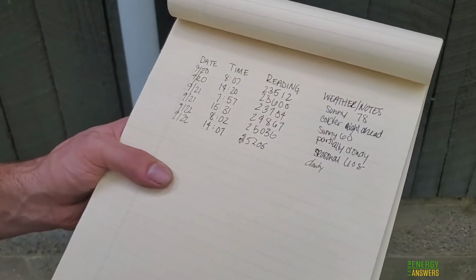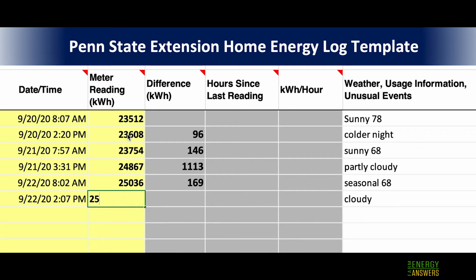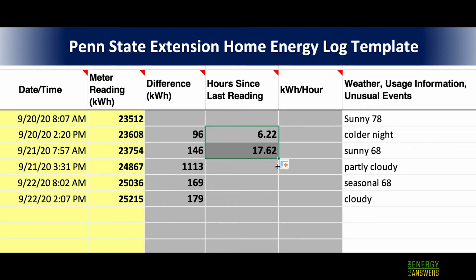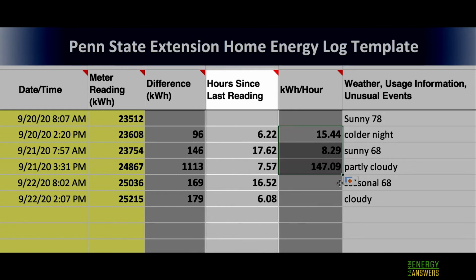You can now calculate the kilowatt hours used by subtracting the previous reading from the current reading. After that, calculate the number of hours in between each reading by subtracting the date and time of the previous reading from that of the current reading. Now, simply divide the numbers in the kilowatt hours used column by the numbers in the hours elapsed column to get your energy use quotient for each time period during which you recorded data.